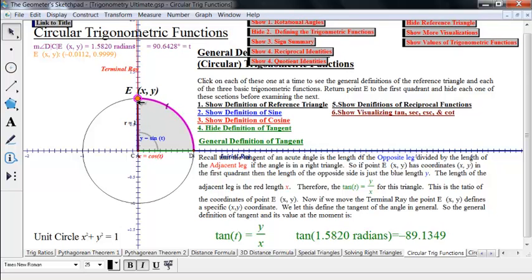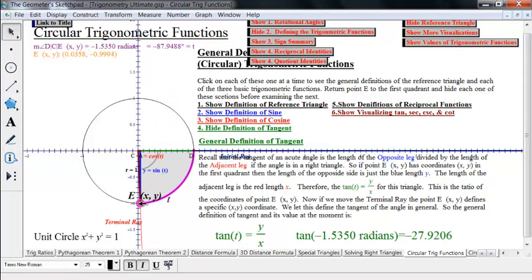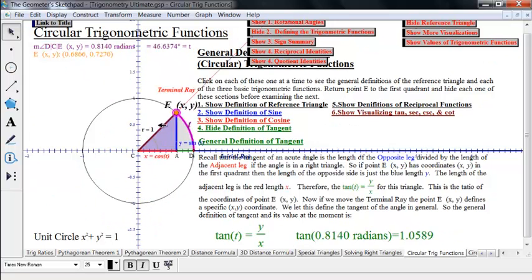So if it's pointing straight up, that would be a right angle here. So pi over 2 radians, or add 2 pi to that, or any integer multiple of 2 pi to that. Or if it's minus pi over 2, straight down, plus any multiple of 2 pi, then tangent would be undefined. Otherwise, tangent is defined.